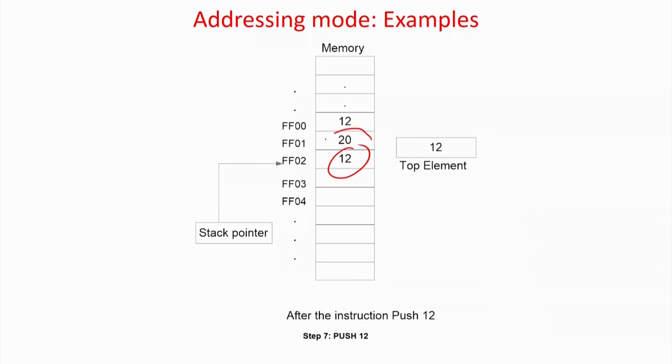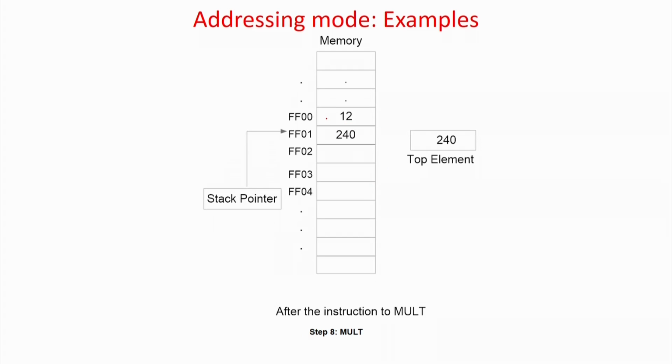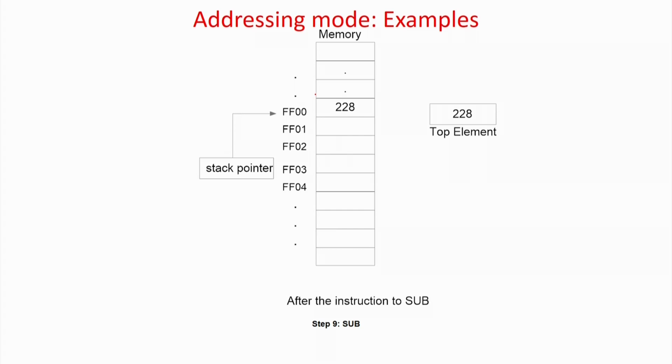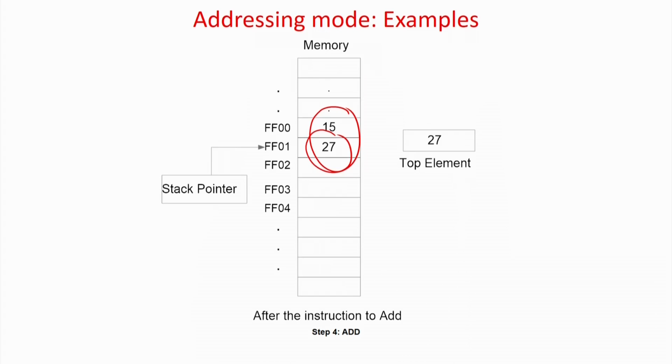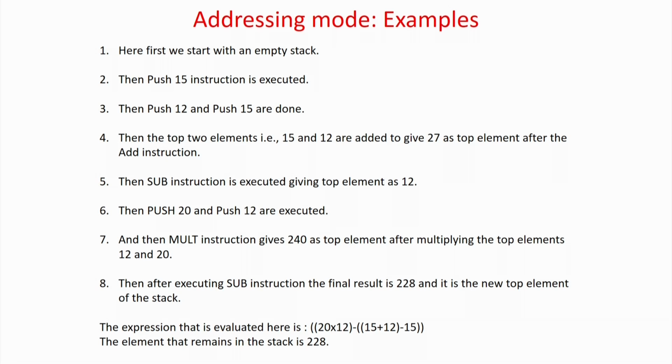If you multiply, it will take the top 2 elements and multiply, and it will be 240. So, 240 will be there, and then finally I say subtract. This will subtract these 2 values and the value will be put over here. These are just some examples of how a stack machine is implemented. Only 3 steps: push, pop and operate.